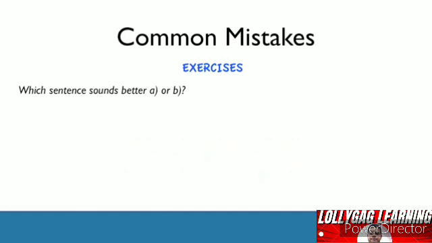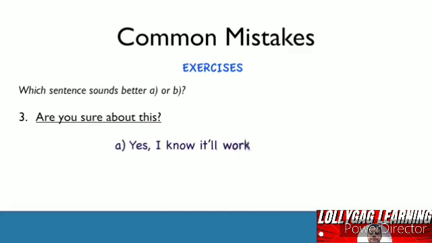Let's move on to our third example. Someone asks you, are you sure about this? Yes, I know it'll work. Or, yes, I know it's going to work. Take a moment to choose your answer. Correct. B. Yes, I know it's going to work. Because you're sure about it. You know.